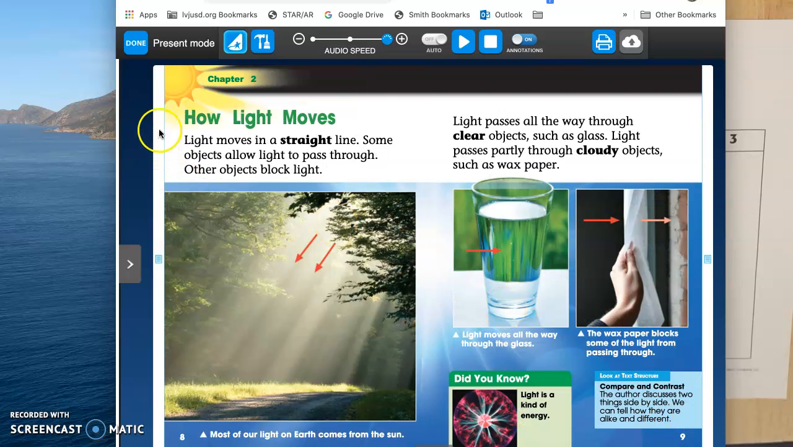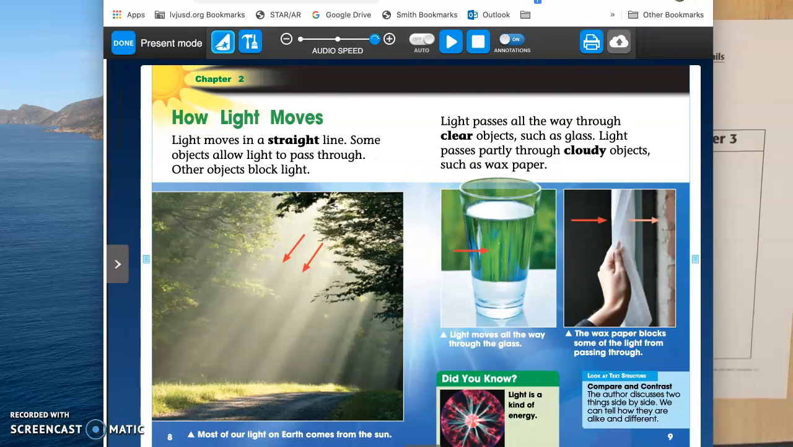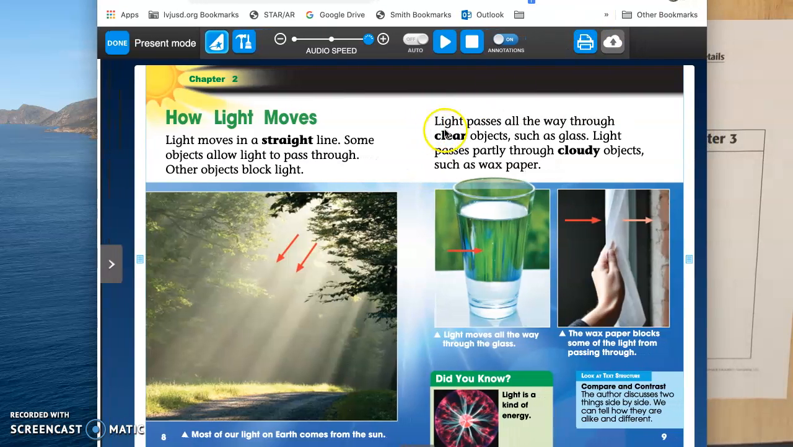Chapter 2, How Light Moves. Light moves in a straight line. Some objects allow light to pass through. Other objects block light. Light passes all the way through clear objects such as glass. Light passes partly through cloudy objects such as wax paper. And here's some arrows. These are showing the light.